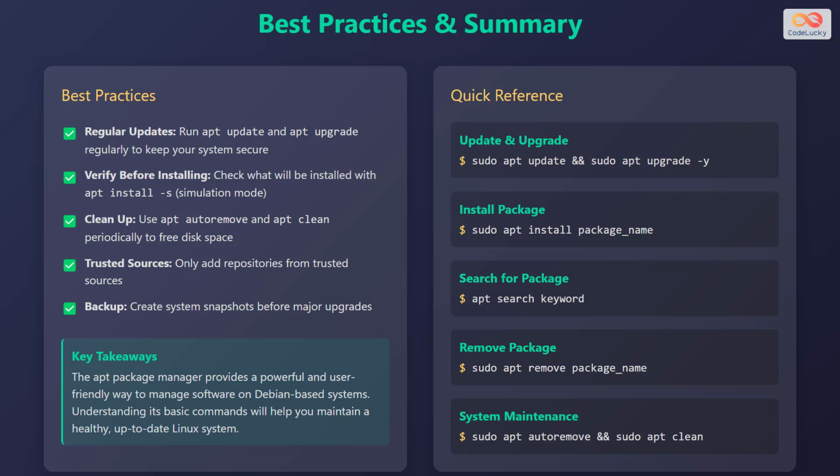Here is a quick reference of common commands that we discussed. To update and upgrade, use sudo apt update && sudo apt upgrade -y. To install a package, use sudo apt install package name. To search for a package, use apt search keyword. To remove a package, use sudo apt remove package name. For system maintenance, use sudo apt autoremove and sudo apt clean.